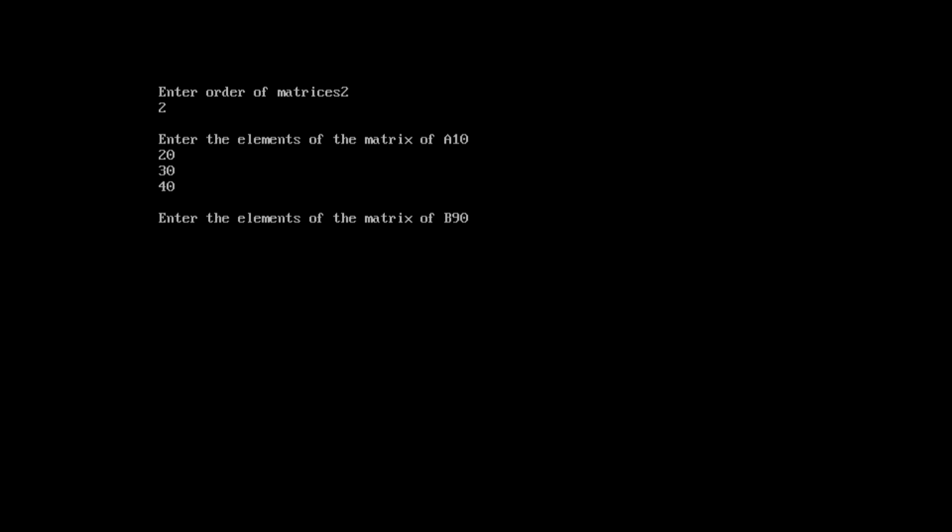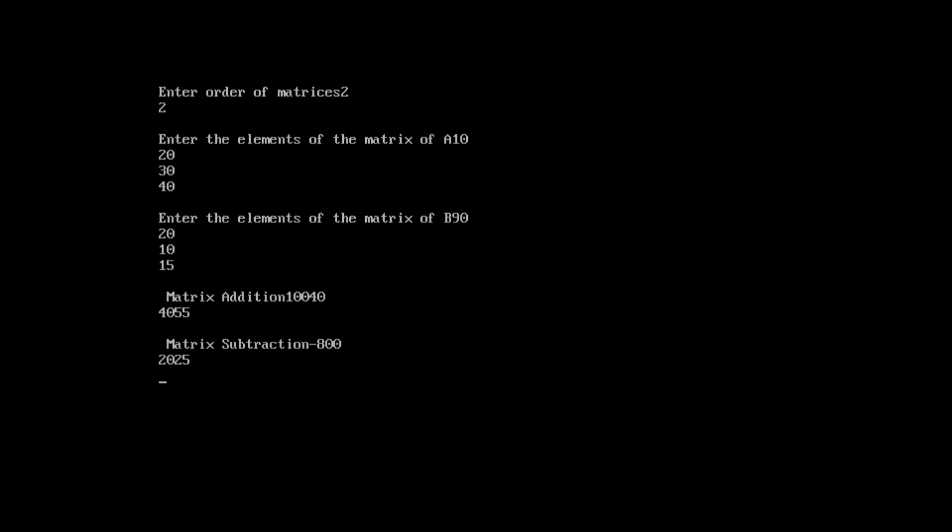Now let's take some good values. Enter the elements, the same 10, 20, 30, 40. Next elements: 90, 20, 10, then 15. The addition is 10 plus 90 is 100. The first element is 100. Then 20 plus 20 is 40. Then 30 plus 10 is 40. Then 40 plus 15 is 55.